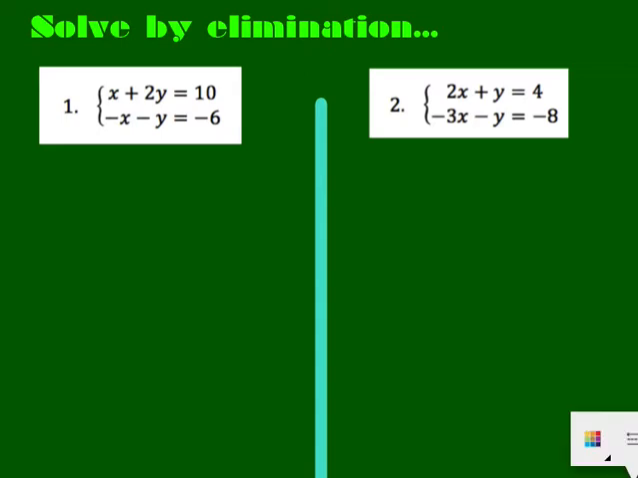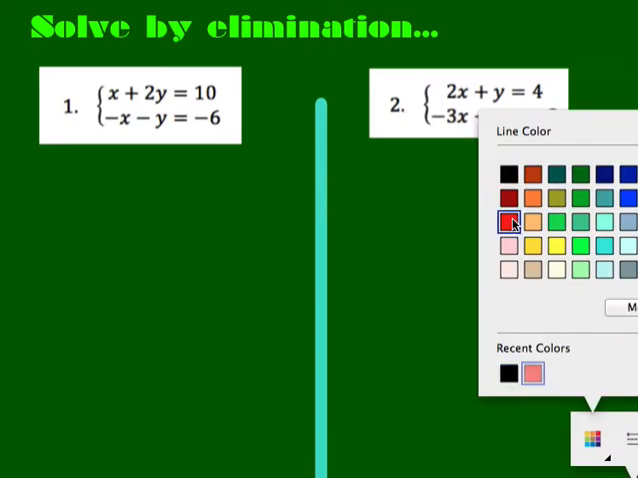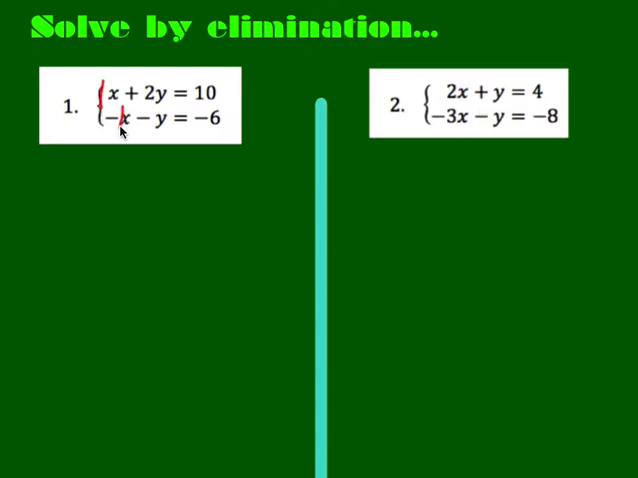So what we want to look for is that they have the same number on the outside with opposite signs. If you look at the x's, both of the x's have a 1 on the outside, and they have opposite signs. So since we have the same number on the outside of one of our letters with opposite signs, we can go ahead and add down the columns. 1 plus a negative 1x is going to cancel out to 0x. So I don't have to worry about my x's anymore.